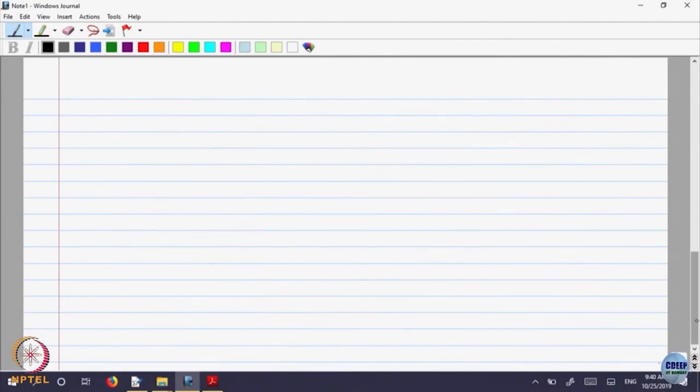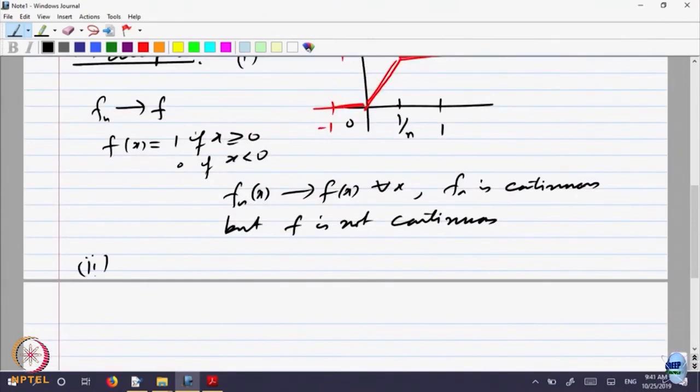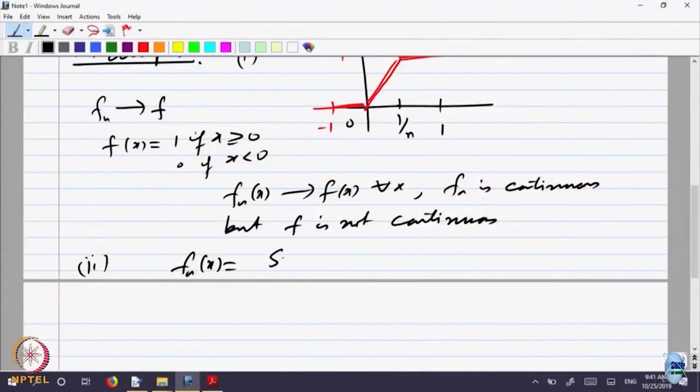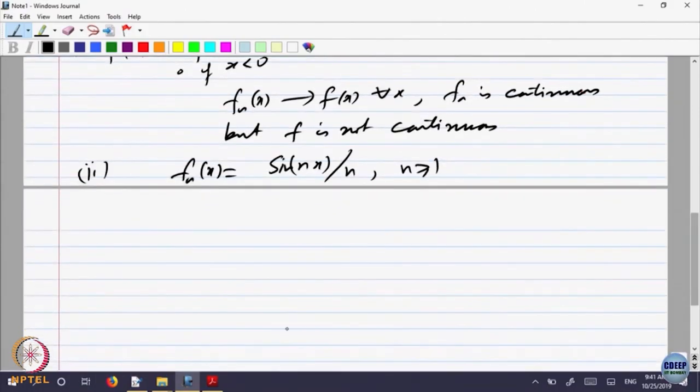Okay. We looked at some other examples also. So the second example we looked at was fn(x) equal to sin(nx) divided by n, n bigger than or equal to 1. Then fn(x) converges to f(x) which is equal to 0, identically 0 for every x. Okay. So it converges pointwise to the function because sine is always bounded, right?